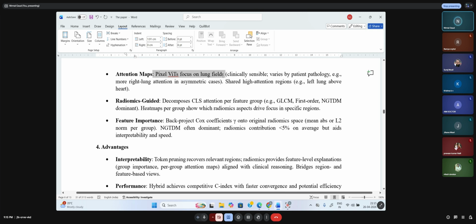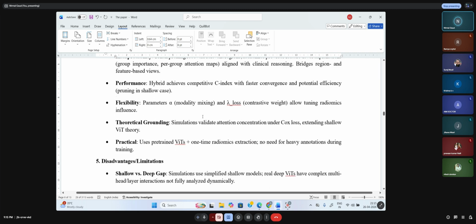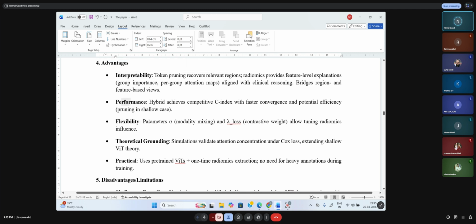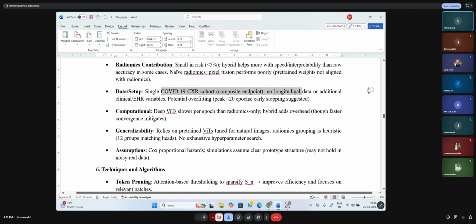So pixel ViTs focus on the lung field, which is clinically sensible. Radiomics decomposes classification attentions, for example GLCM, etc. Feature importance has been calculated. Advantages: this is interpretable in nature, flexible in performance, with theoretical grounding. All good. The only thing is you are taking a shallow vision transformer and radiomics, small in risk. Hybrid helps more. With only radiomics, it's not going to do anything for you. You need to combine. Single COVID-19 cohort, 20 epochs, potential overfitting.